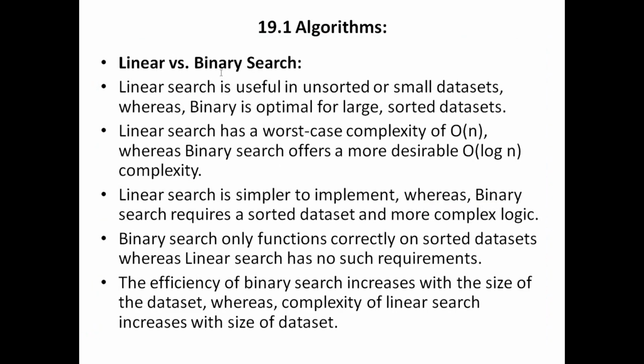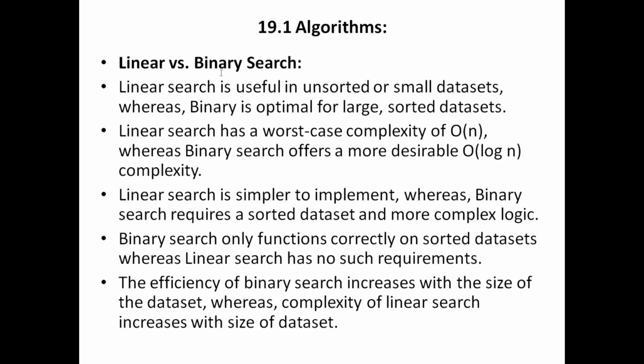Linear versus binary search. Linear search is useful in unsorted or small data sets, whereas binary search is optimal for large data sets, for sorted data sets. Linear search has a worst case complexity of O(n), whereas binary search has a worst case complexity of O(log n). Linear search is simpler, whereas binary search is a bit complex. Binary search only functions on a sorted list, whereas linear search has no such requirements. Efficiency of binary search increases with the size of the data set, whereas complexity of linear search increases with the size of the data set.